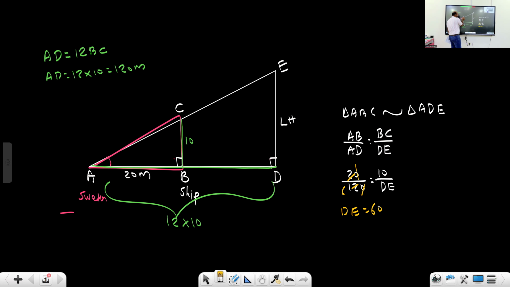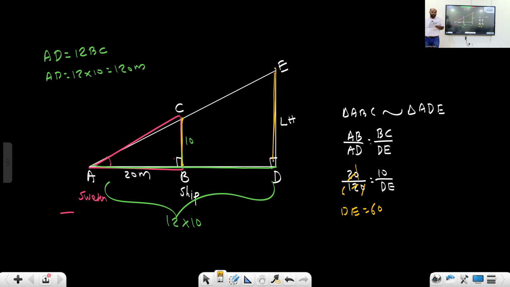Now, what is the height of the ship? 10. What is the height of the lighthouse? 60. Therefore, required ratio is 10 by 60, which is 1 by 6 or 1:6. Height of the ship by the lighthouse, 10 by 60. Required ratio 10 by 60. How much? 1 by 6. I hope you understood it. Clear? What's the next question?